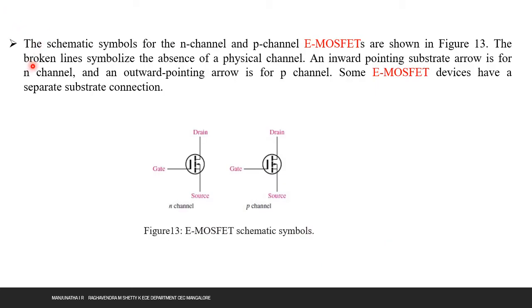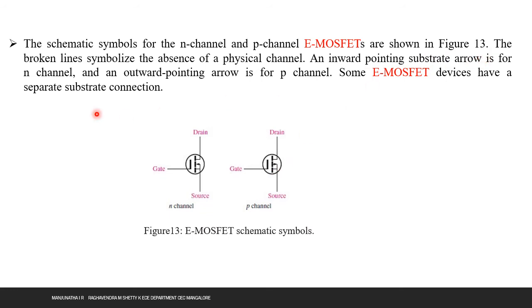Next is about the schematic symbol. The schematic symbols for N channel and P channel E MOSFETs are shown in figure 13. MOSFET has two different types, E MOSFET and D MOSFET, and E MOSFET again has two different types based on the structure, that is N channel and P channel. So we should always know that.